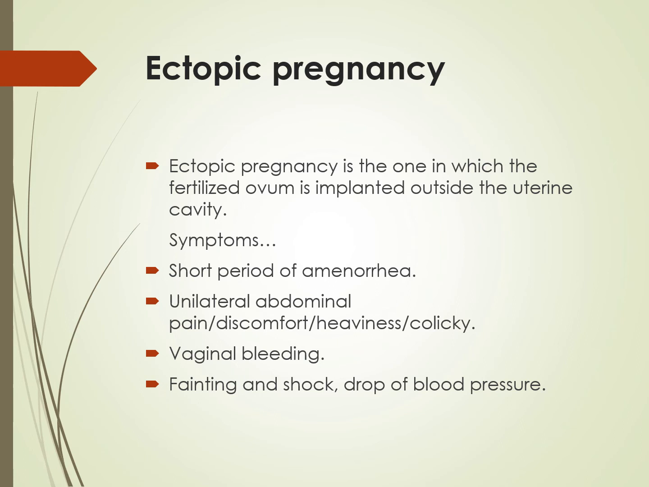And of course, with this pain, there is bleeding through the vagina. And because of the pain, the mother may land up in shock and fainting, and the blood pressure drops down. So the picture is very clear. There is amenorrhea. There is pain in the abdomen on one side, either the right or the left. And this pain is really unbearable. There is vaginal bleeding and the blood pressure dropping down.